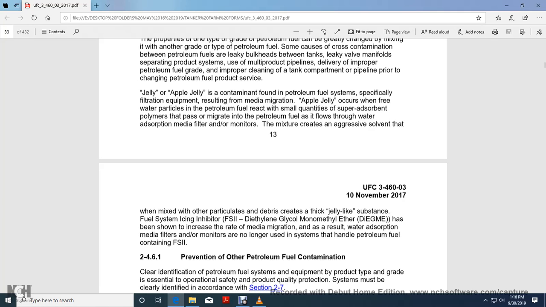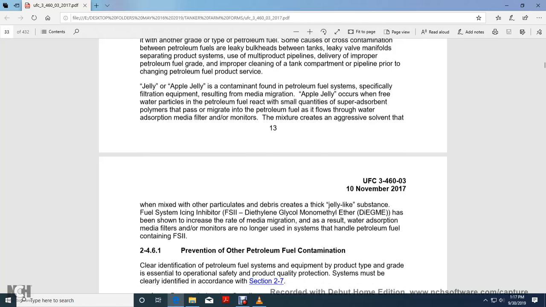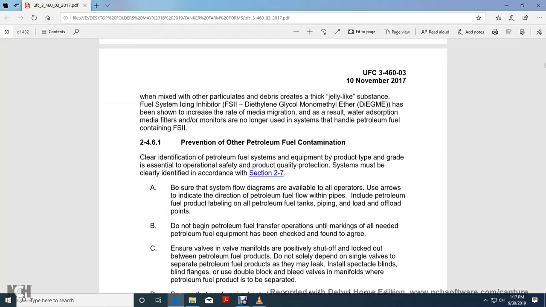Apple jelly is a contaminant of the petroleum fuel system, specifically of the filtration equipment, and is the result of media migration. Apple jelly occurs when free water particles in the petroleum fuel react with small quantities of super absorbent polymers that pass and migrate with the petroleum fuel, as well as from water absorption media filters or monitors. The mixture creates an aggressive solvent that, when mixed with particulate and debris, creates a jelly-like substance.